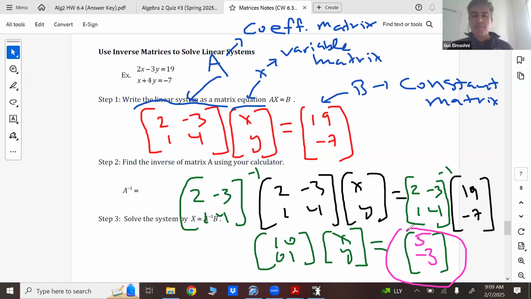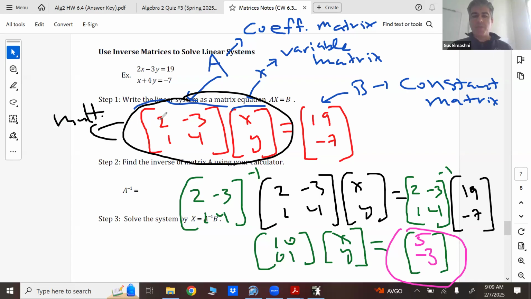One more thing I need to say before I talk about the word problem, then we'll start the quiz. What is this really doing? This is multiplying two matrices, right? If you multiply these two, what's going to happen? 2x minus 3y, right? What happens if you multiply 1 and 4 with xy? X plus 4y. What's on the other side? 19, -7. They all line up. That's why we can do this. We can re-express this with the matrix, which makes sense. You write the multiplication, and then if I use the inverse, I can get this isolated to get the values for x and y. That's what's happening. The solution is 5, -3. Correct. And you let the calculator do its magic.